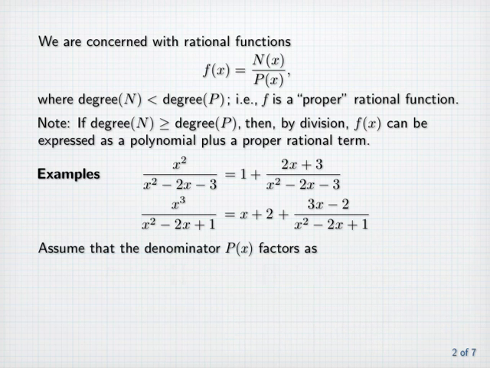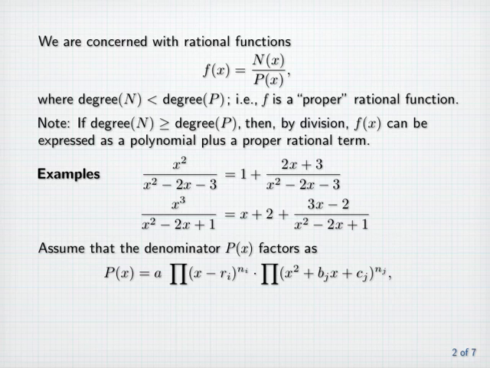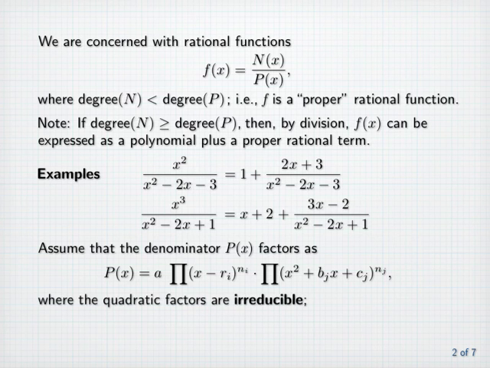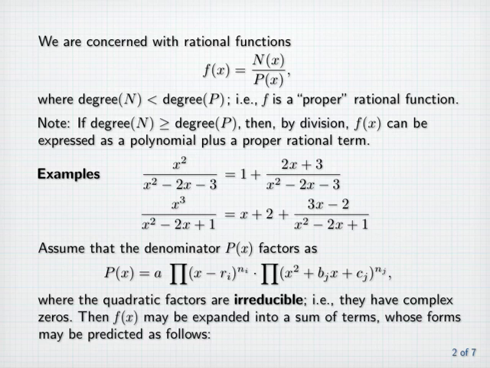Let's assume that the denominator p of x factors as a constant a times a product of linear factors raised to powers times a product of quadratic factors raised to powers, where the quadratic factors are irreducible. That is, they have complex zeros and so can't be factored any further with real coefficients. Algebraic theory tells us that this is always possible and that the factorization is unique. Then f of x may be expanded into a sum of terms whose forms may be predicted as follows.